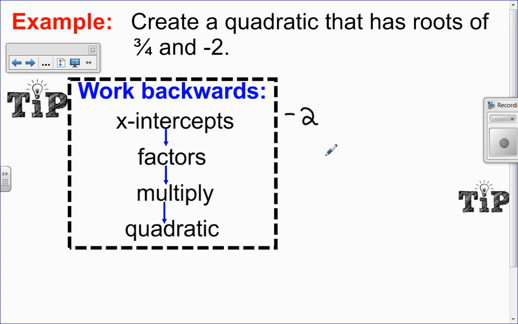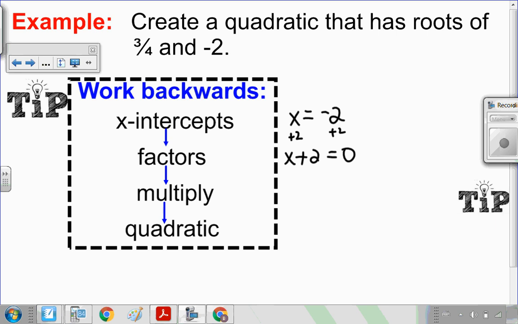If that is my solution, let me write it like this: x equal to negative 2. That's my x-intercept. To get my factor, set it equal to 0 and add 2 to both sides. So my factor would be x plus 2 equals 0. Now I'm going to do the same for the other one. Let me just move this down here.